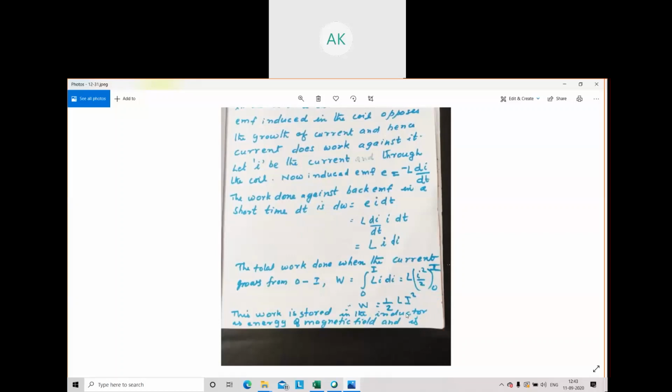This work done is stored in the inductor as the magnetic field energy. So what did we get for the work done? Half Li square. That is the expression for energy stored in an inductor. How do we calculate energy stored? From this equation, the work done equals EI dt.